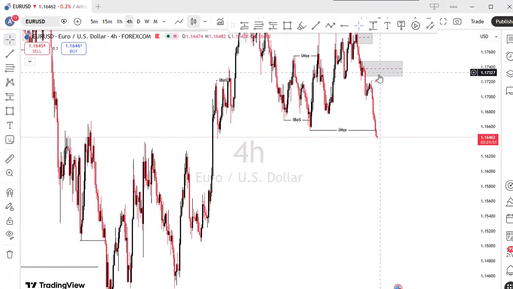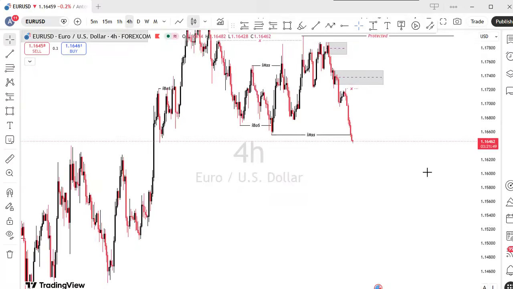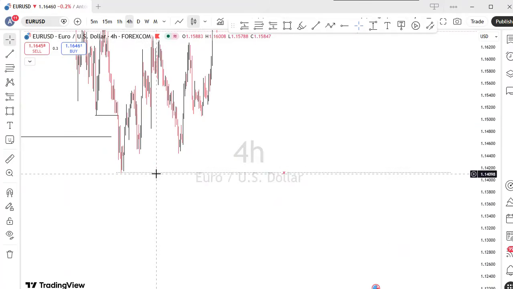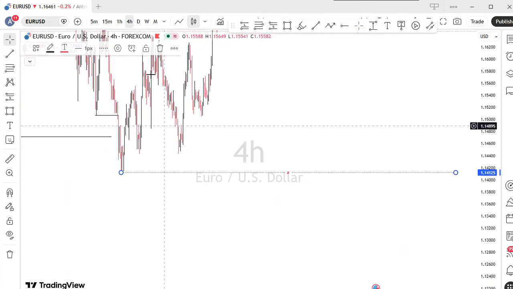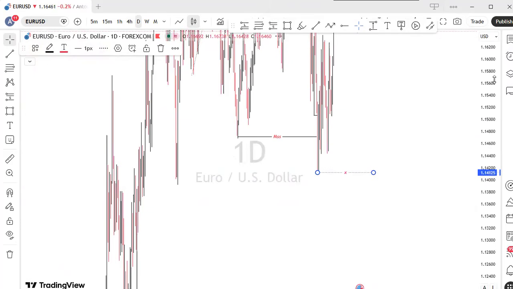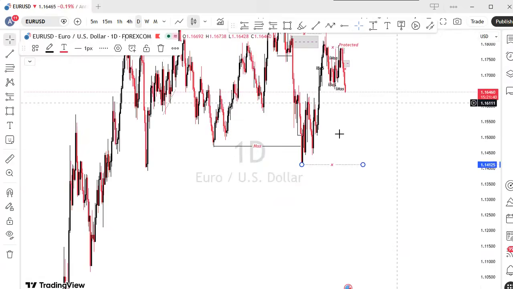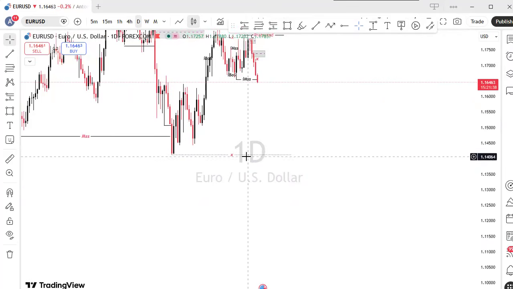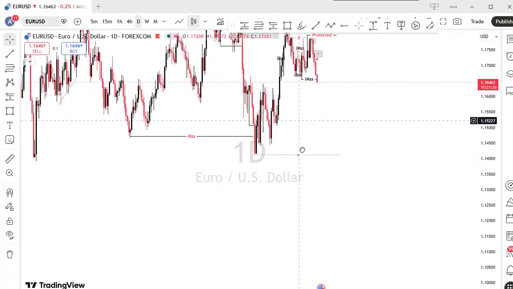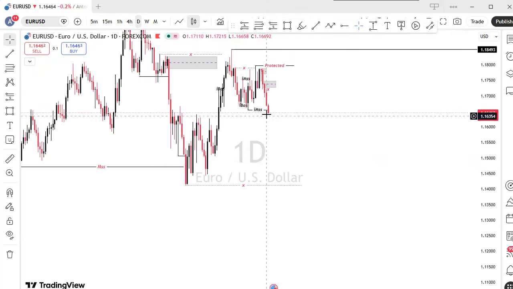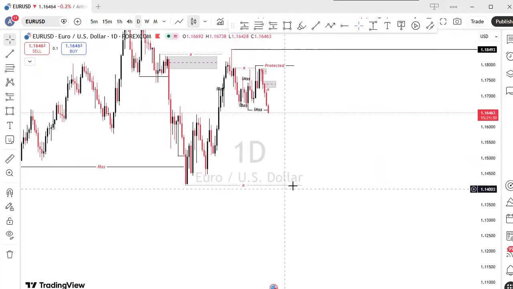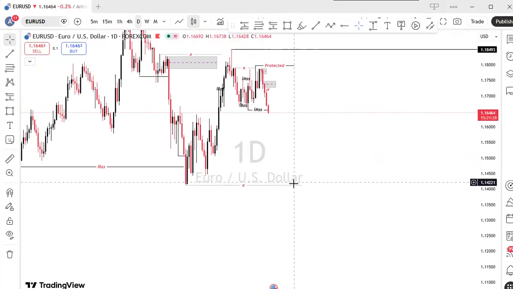But now, since we have that confirmation, expect the Euro USD to come next for this low, because this is our next draw of liquidity. If you go to the daily time frame, this low becomes our next draw of liquidity. So what do we need to do? You need to wait for a pullback, get in, and then you can expect the Euro USD to come for these lows.